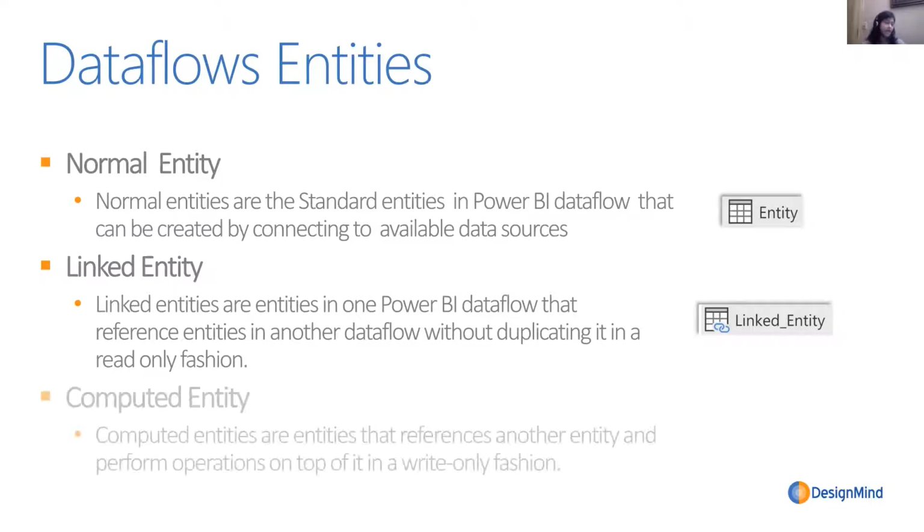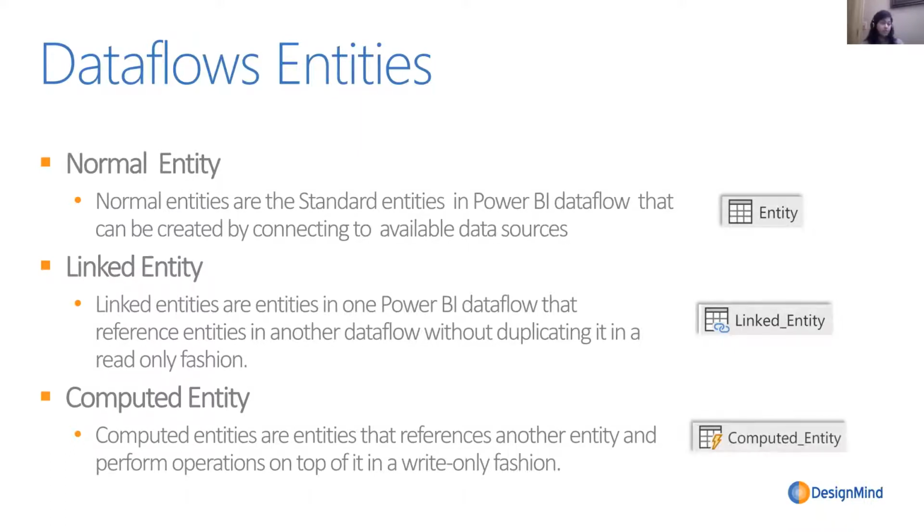And the third type is the computed entity. So computed entities are entities that reference another entity and perform operations on top of it in a write-only fashion. And computed entities at the time of refresh reference the result of the source entity and then implement the transformation steps and produce the result. It does not reference the data source. And this is how the computed entity looks like in a data flow. It has a lightning icon.